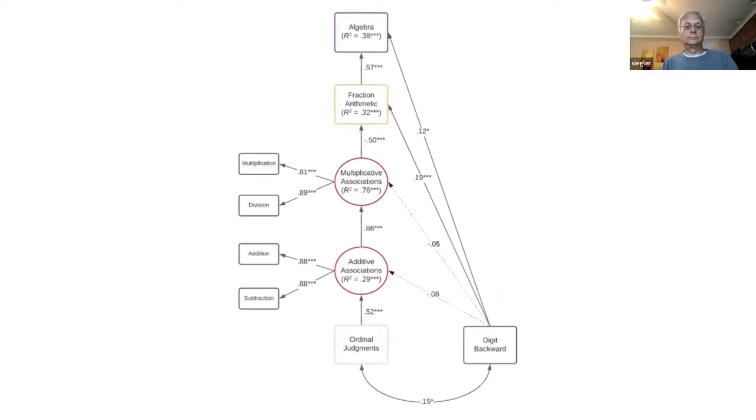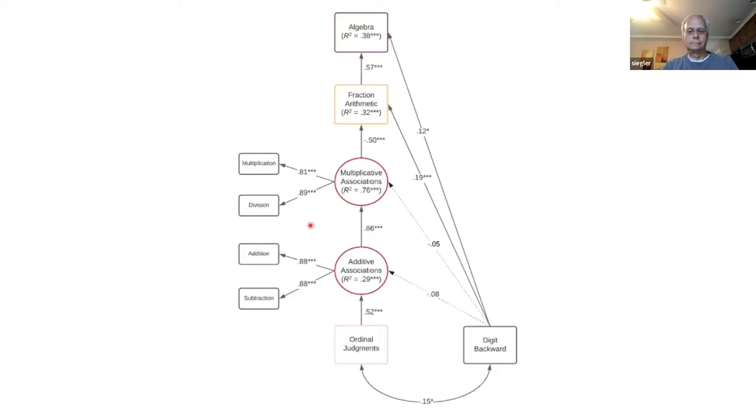For the research question we're mainly interested in, we tested a structural equation model. The model fit was good, and the findings support the idea of our hierarchical symbol integration model. Here I'm going to walk you through the main results. First, working memory was controlled in the model. And then in terms of the measurement portion, we had two latent factors. One is additive associations extracted from addition and subtraction. The other one is multiplicative associations extracted from multiplication and division. All of the factor loadings are very good.